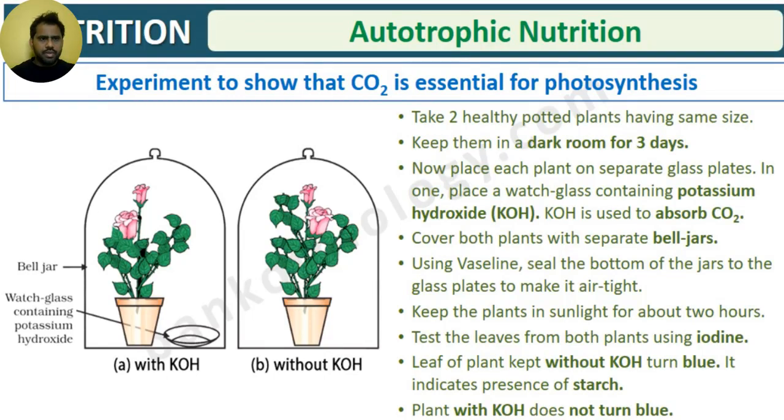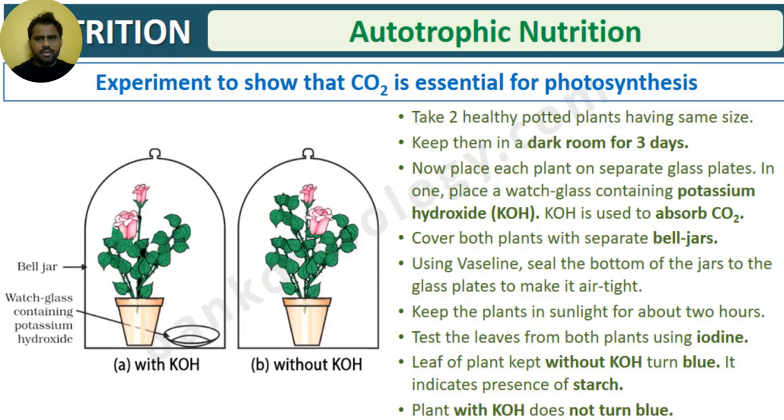So let us continue the chapter and we start with an experiment to show that CO2 is essential for photosynthesis. Now this is an important experiment. It can be asked in exam, maybe. So the experiment is we take two healthy potted plants having same size. We keep them in a dark room for 3 days.